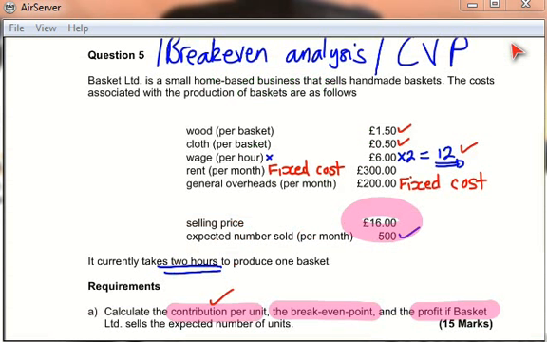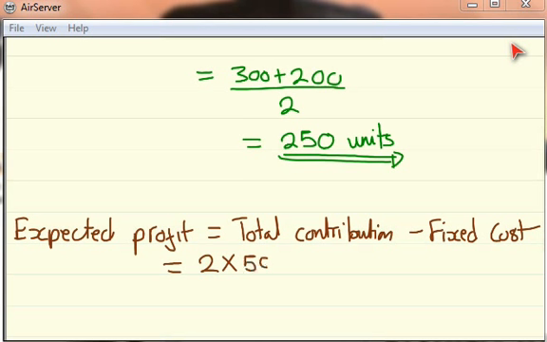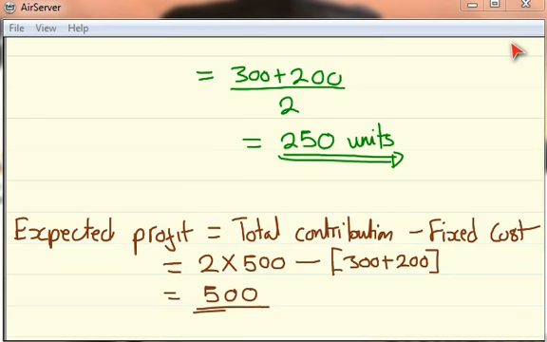If I go back to the question here, the units to be produced are these ones here, 500. So times 500, minus my fixed overheads, my fixed cost, which are on top, the 300 plus the 200. So I could put them like that, or I could just write 500. This is going to give me my profit of £500. This is the expected profit.